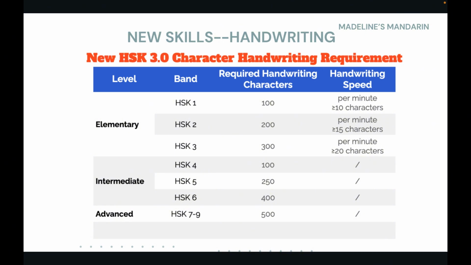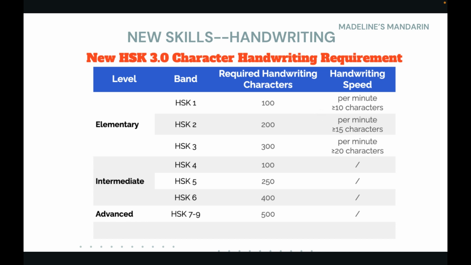The new skills, handwriting. This chart shows us the new HSK character handwriting requirements. Their level, band, required handwriting characters, and handwriting speed. For example, elementary level, HSK 1, you need to master required handwriting characters, 100 characters, and your handwriting speed per minute, you need to write more than 10 characters.